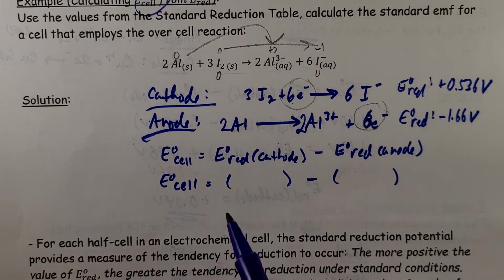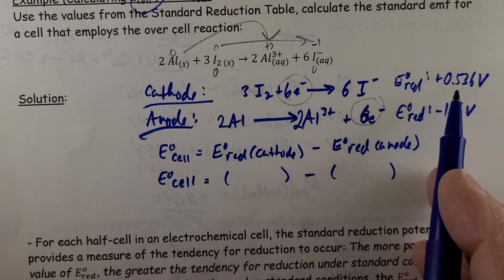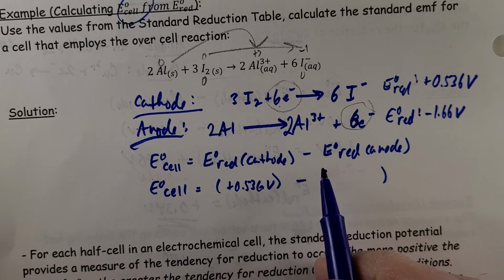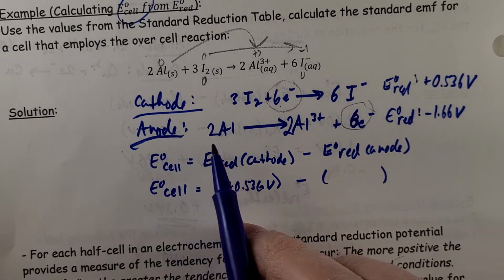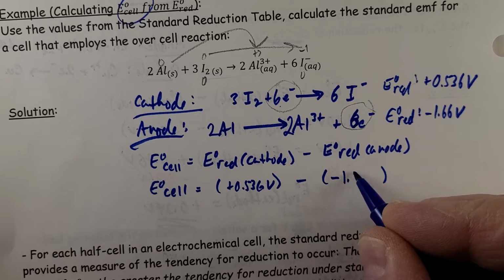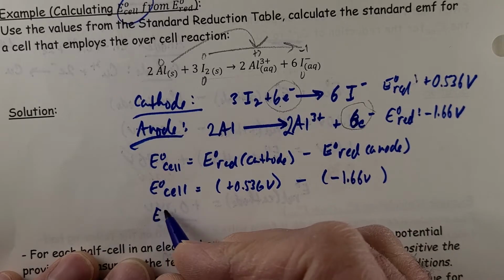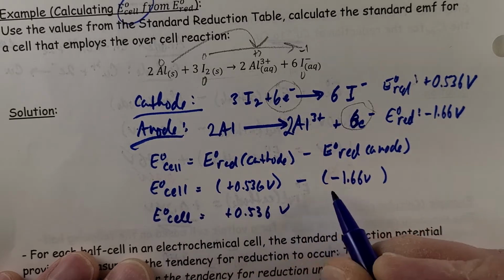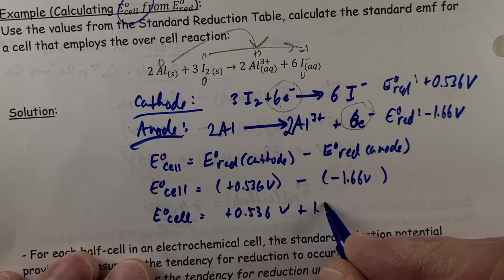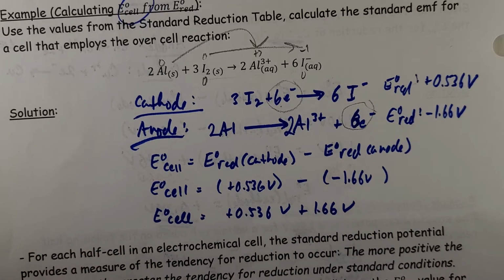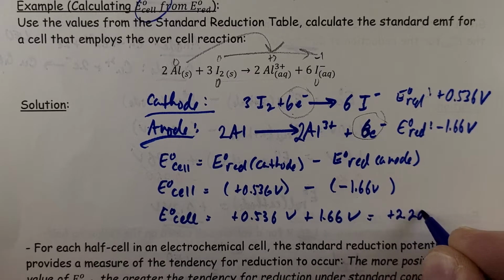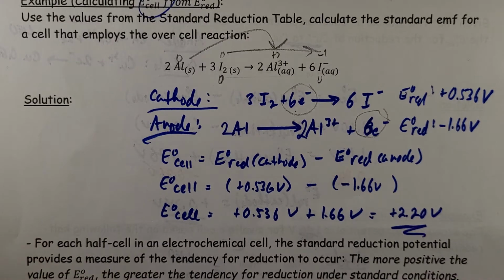At the cathode, we were gaining electrons, plus 0.536 volts. And the reduction potential at the anode, where we're losing electrons, is negative 1.66 volts. So the E cell is going to be plus 0.536 volts, negative, negative, that gives me a positive overall, so plus 1.66 volts. That's going to give me an overall of 0.220 volts to the positive. So that will be a positive amount.